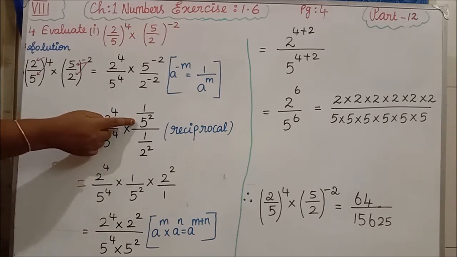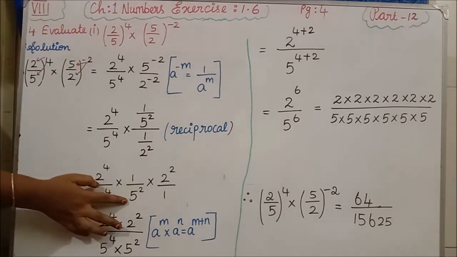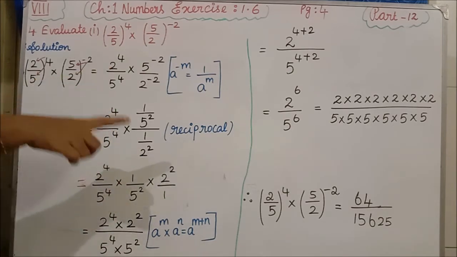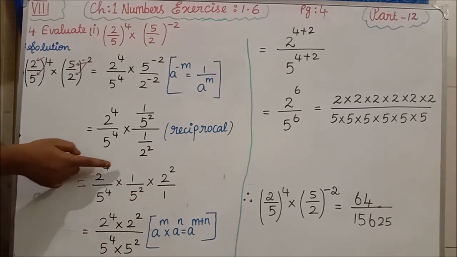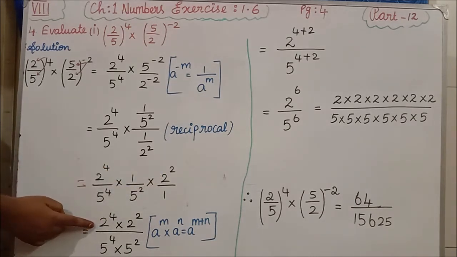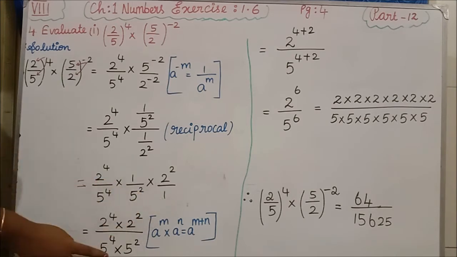If you see here, for the fraction you are having the denominator, so which means what? It will become reciprocal. So 1 by 5 square I am writing as such. This denominator part will become reciprocal, so you will get 2 square by 1. So 2 power 4 into 1 is 2 power 4 into 2 square. That only I have written. Clear? 5 power 4 into 5 square into 1 is what? 5 power 4 into 5 square.